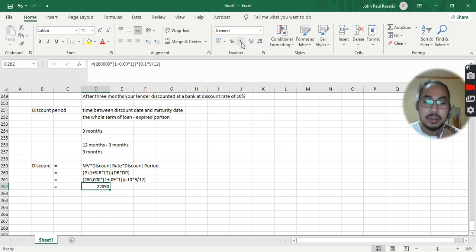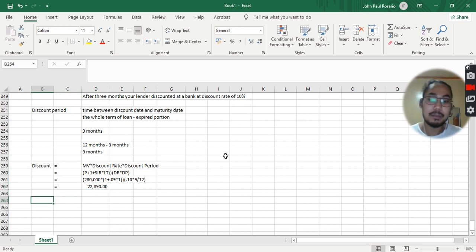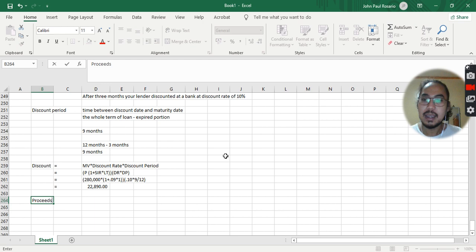22,890. So this is now your discount on your simple interest note. If you notice, what is the discount here is calculated on the maturity value, not on the proceeds or the principal, but on the maturity value of your note. Okay? So same with bank discount, we also have proceeds. So proceeds is equal to maturity value minus the discount.